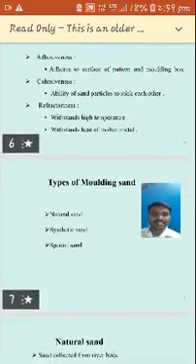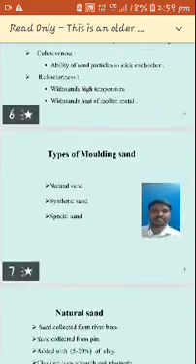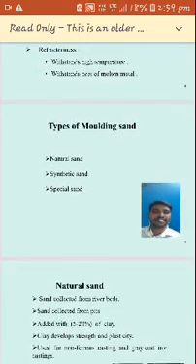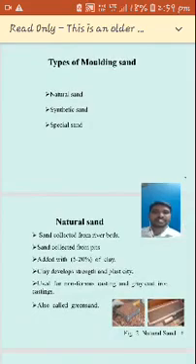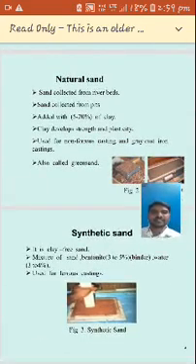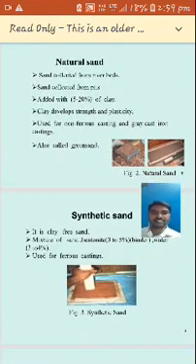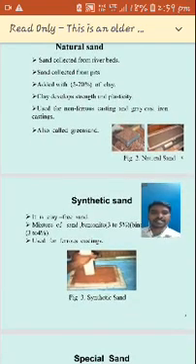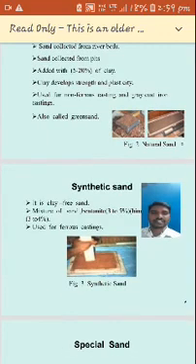Next, types of molding sand. We have natural sand, synthetic sand, and special sand. Natural sand is sand collected from river beds or pits, added with 5 to 10% of clay. Clay develops strength and plasticity. It is used for non-ferrous castings and grey cast iron castings.